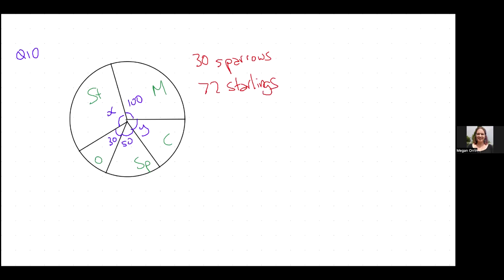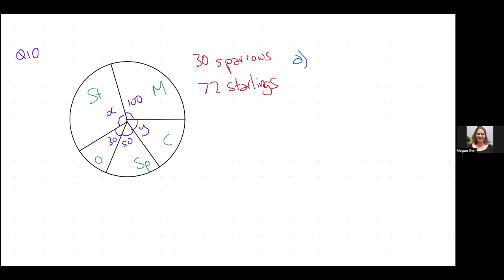Okay, let's look at question 10. So we're given some information and then we have to figure out the rest. Right, so let's look at part A. First of all, part A asks us to calculate the number of miners in the park. So this bit here. Now, the good thing is that I know some information, but I can't do this straight away. What I need to do first is actually figure out how many animals are in the park completely.